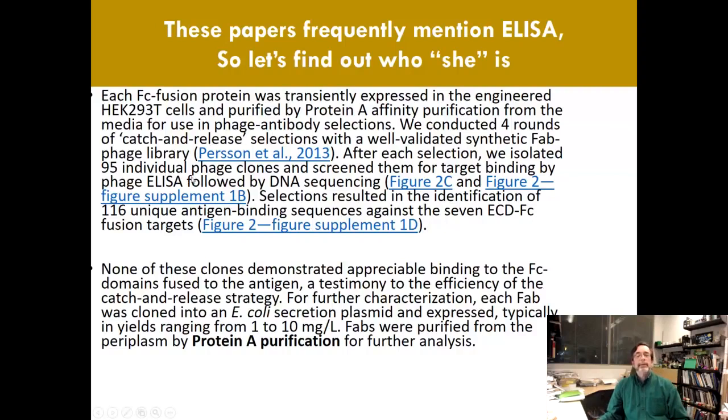ELISA is one of the things that the antibot is doing. They isolated 95 individual phage clones and screened them for binding by phage ELISA followed by DNA sequencing. ELISA is what's going on in those 96 well plates that you see in the antibot. And so if you want to see exactly how it works, if you're ever working on an antibot, you can look at this and we can talk about the different things that they see.